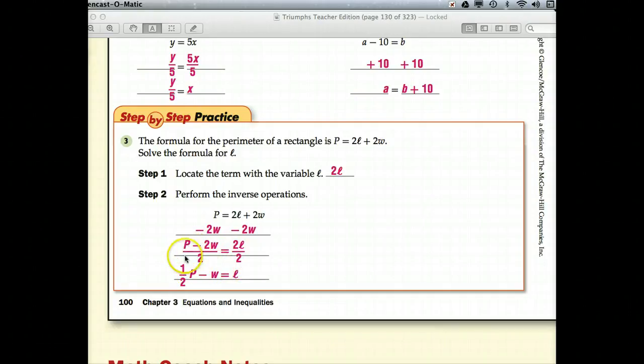Notice you can write both of these over 2. This one over 2 and this one over 2. And that's what happened here. And then they divided the numerator and the denominator by 2. That's why we have 1/2 P minus W is equal to L.